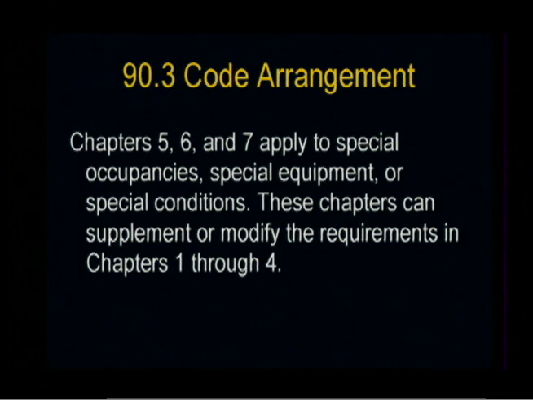Now we'll move on. Chapters 5, 6, and 7. Chapter 5 is what? Special occupancies. Let's think about some special occupancies. Agricultural buildings, 547. Give me some other special occupancies you can think of. Healthcare, 517. Commercial garages, 511. Fuel dispensing facilities, Marinas and boatyards, mobile homes.